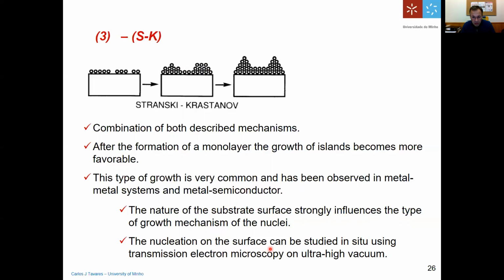The nucleation of the surface can be studied in situ using transmission electron microscopy and ultra high vacuum. So nowadays there are very high-tech deposition systems where you can make just some monolayers of film growth and transport your sample in a vacuum onto a transmission electron microscope and look at the kinetics of the growth, look at the morphology to see what you're actually depositing.